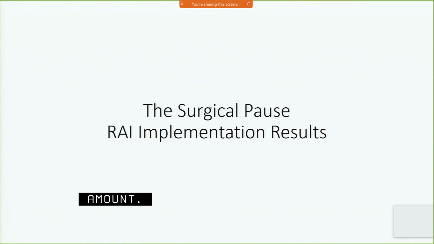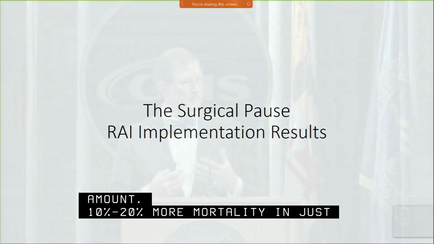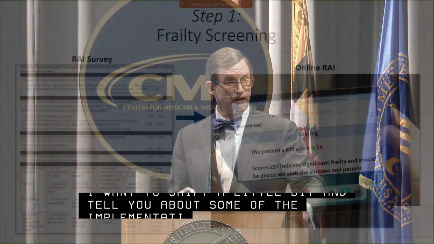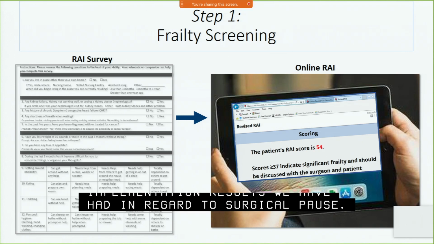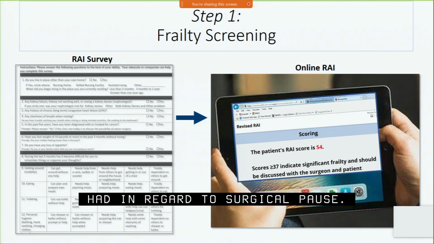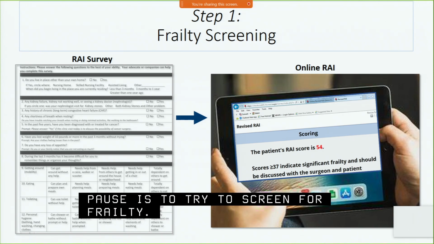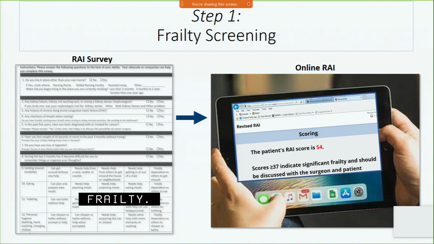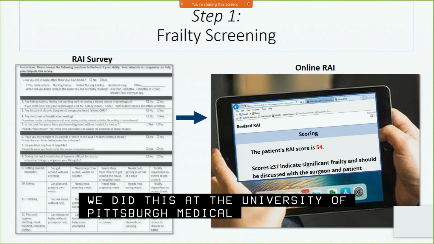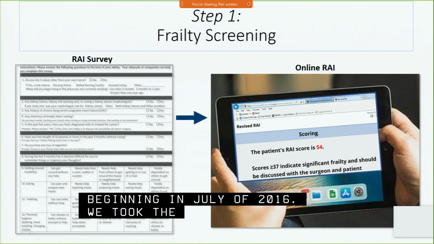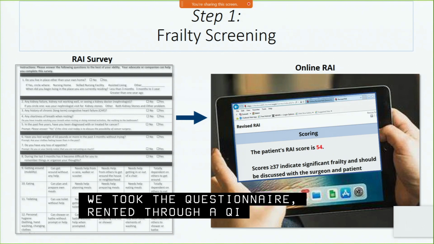Now, I want to shift a little bit and tell you about some of the implementation results that we've had with regard to the surgical pause. As Dr. Johning suggested, the first step in the surgical pause is to try to screen for frailty with the RAI. And we did this at the University of Pittsburgh Medical Centers beginning in July of 2016. We took the questionnaire, we ran it through our QI shop, we changed the language to make it a little bit more easy to be patient-facing.